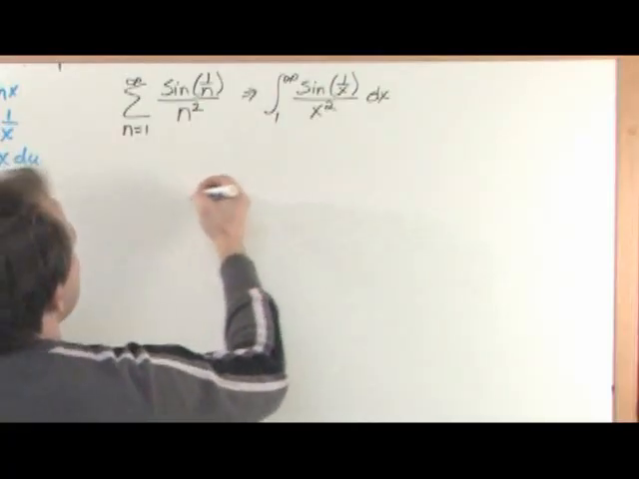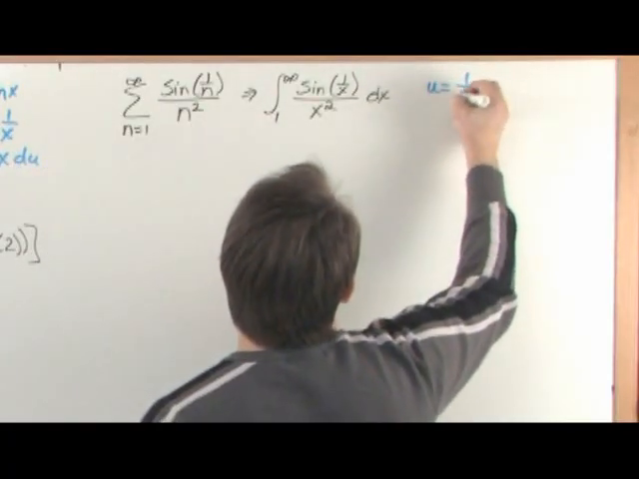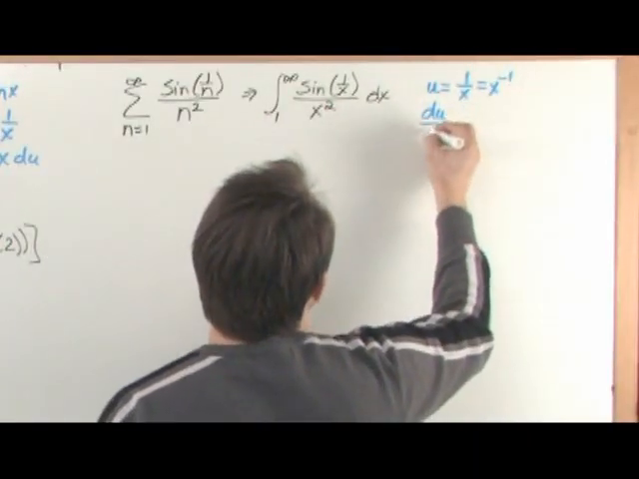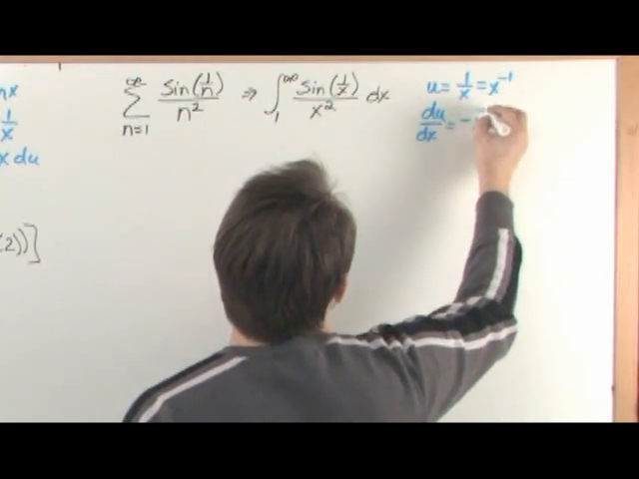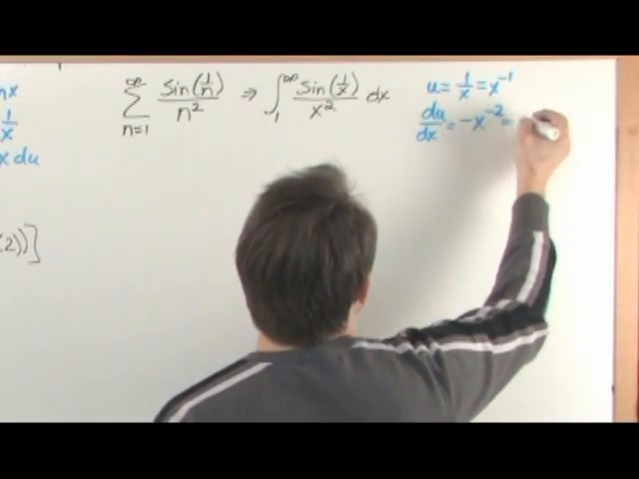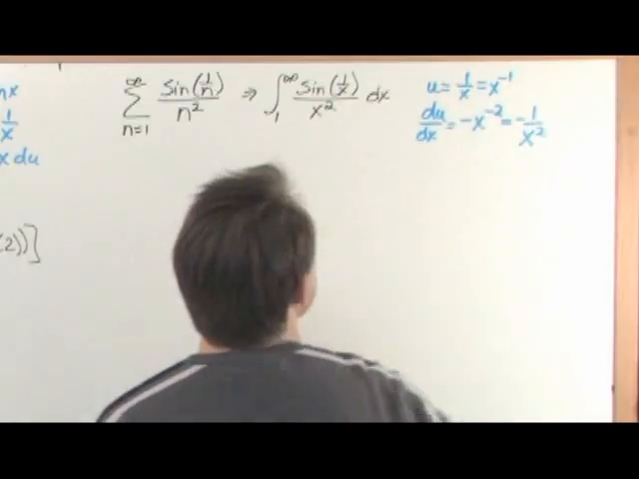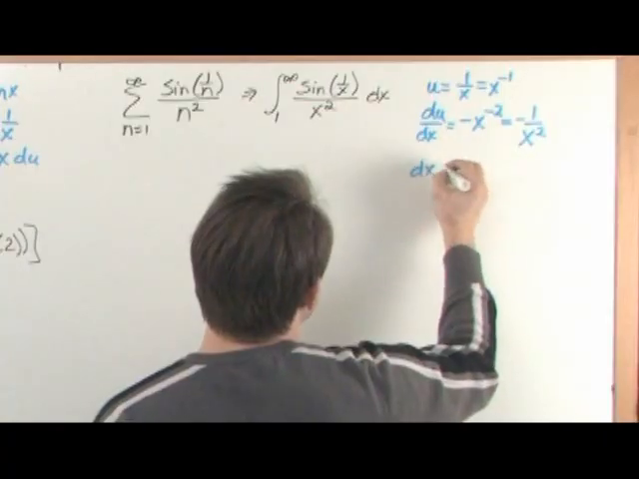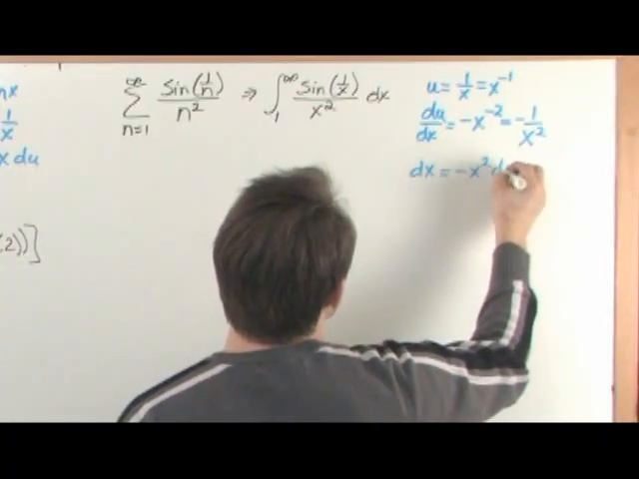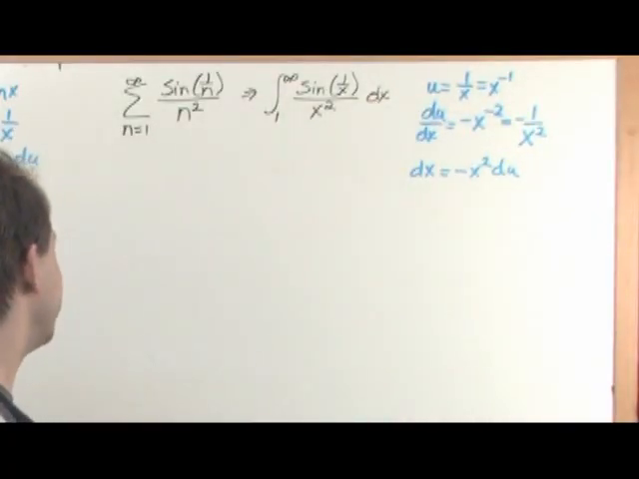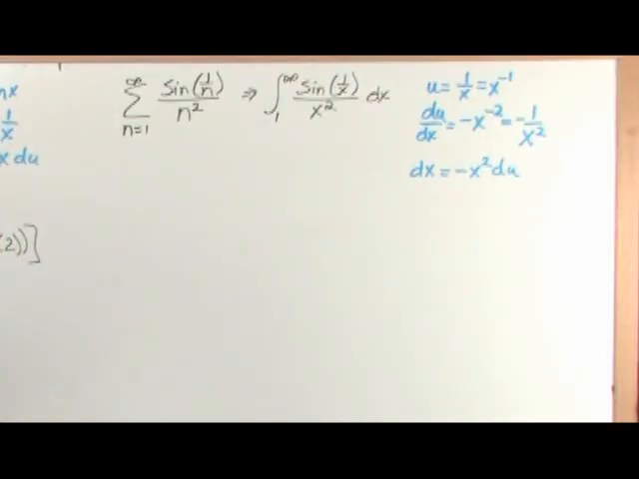So if u is equal to 1 over x, which is equal, by the way, to x to the negative 1, then du dx is equal to minus x to the minus 2, which is equal to negative 1 over x squared. Solving for dx, I move dx over here and multiply by negative x squared to get dx by itself. So dx is equal to negative x squared times du.